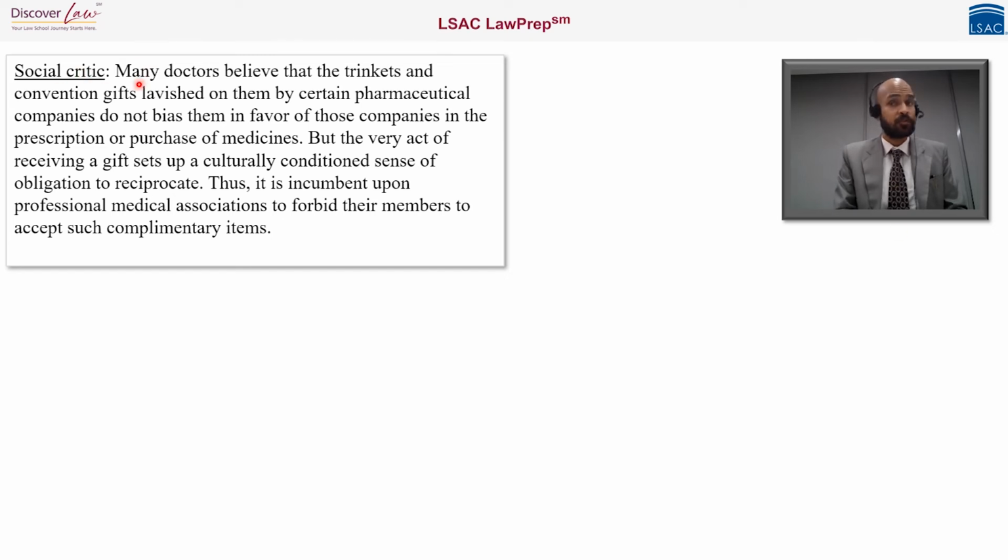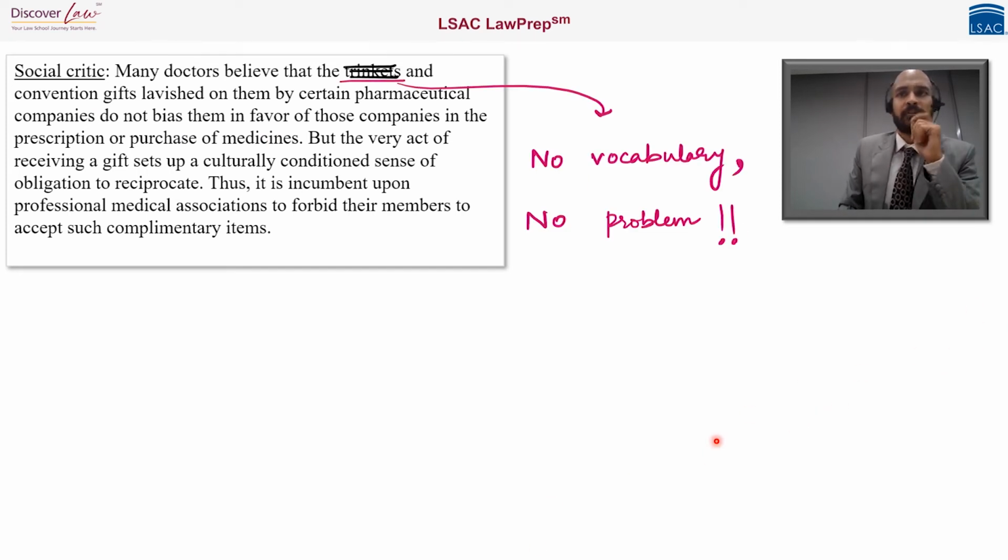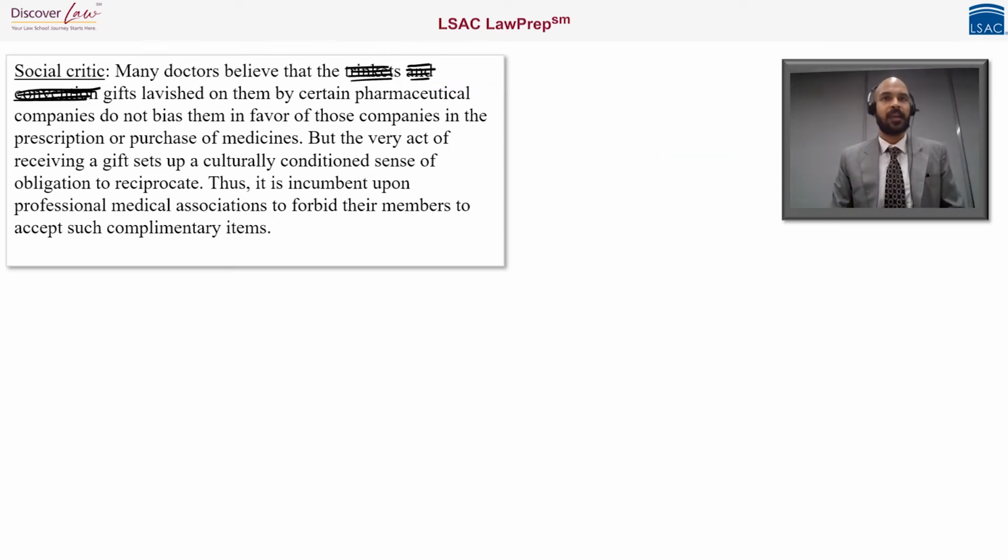It reads, social critic. Most doctors believe that the trinkets and convention gifts, these look like difficult words out here, but don't worry when you're solving the questions of the LSAT India. Very, very rarely will you find the need to actually know the difficult vocabulary in the question. Most of the time, intelligent guesswork and understanding the concept will allow you to solve the question without any problems. So even after striking out these 2 words, you'd find that the sentence makes absolute sense for the purpose of getting the question right.